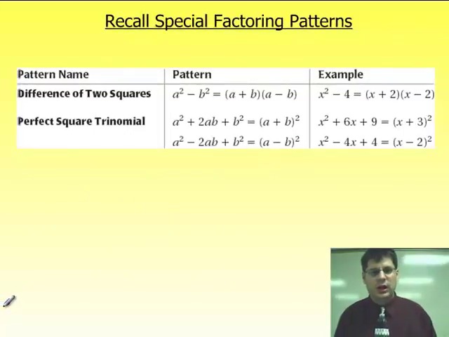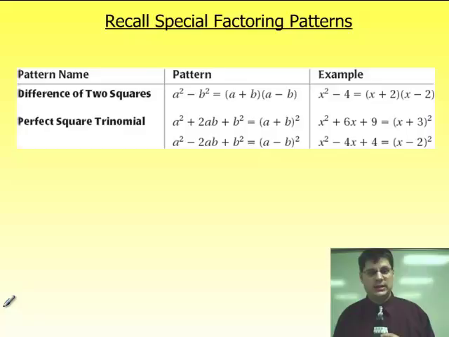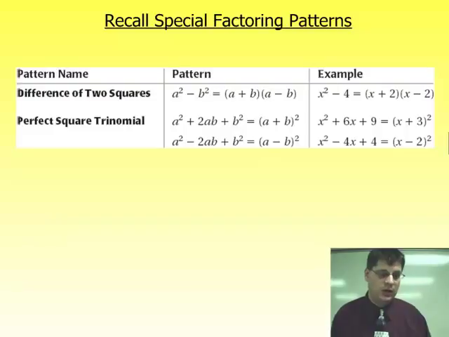Okay, so here are our special factoring patterns that we talked about before. The difference of squares, where we have two squares that you're subtracting, and the perfect square trinomials, where the first and the last term are perfect squares, and the middle term is twice the square root of those two, or 2ab in this case. Let's take a look at these special patterns with our new polynomials where the coefficient in front of the x squared is not necessarily 1.